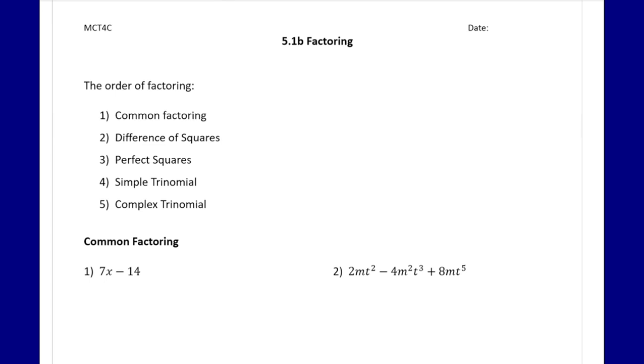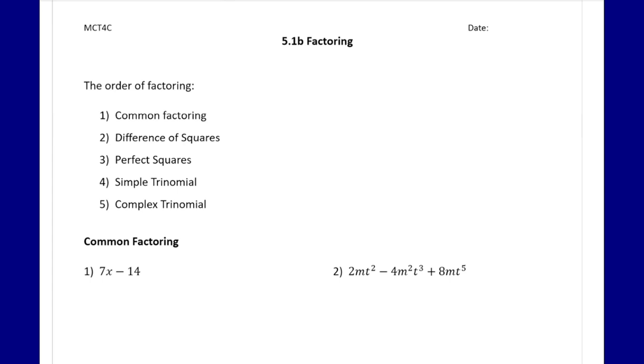Now, there are 5 different types of factoring that you may come across. We're going to look in the order from what you should start looking for first, and then work your way through the different levels. Some are easier than others because some you're looking for patterns, with the 5th one, complex trinomials, being the more difficult one. So first is common factoring.